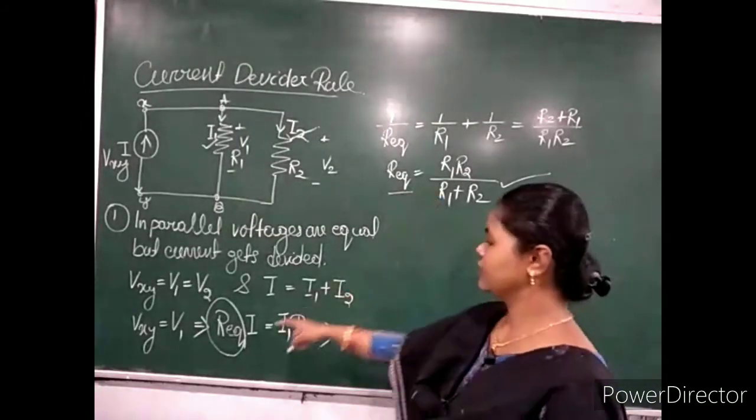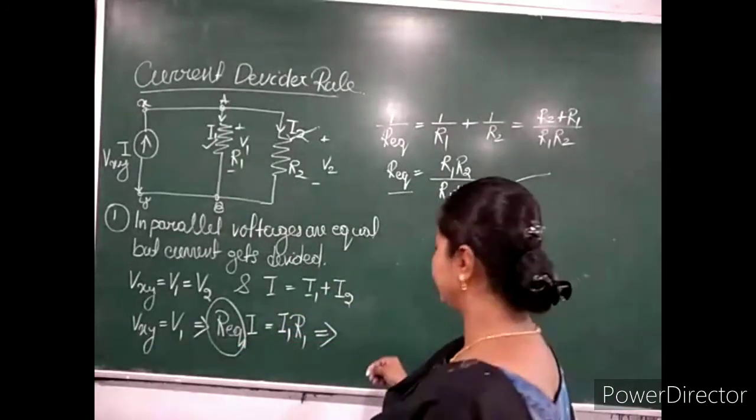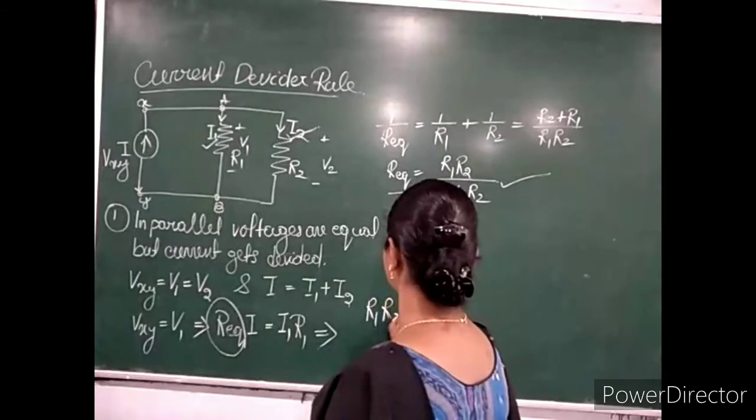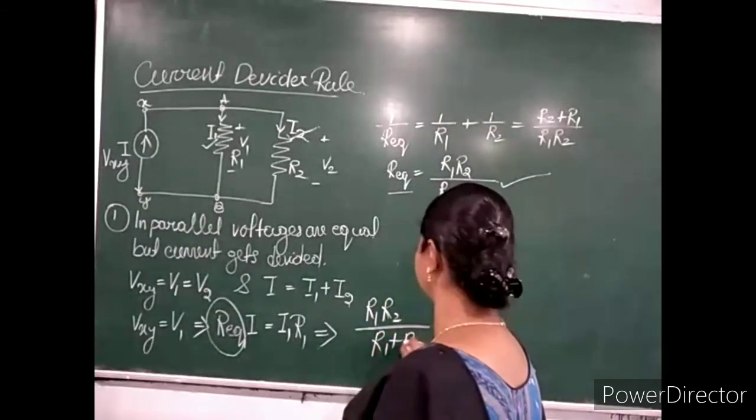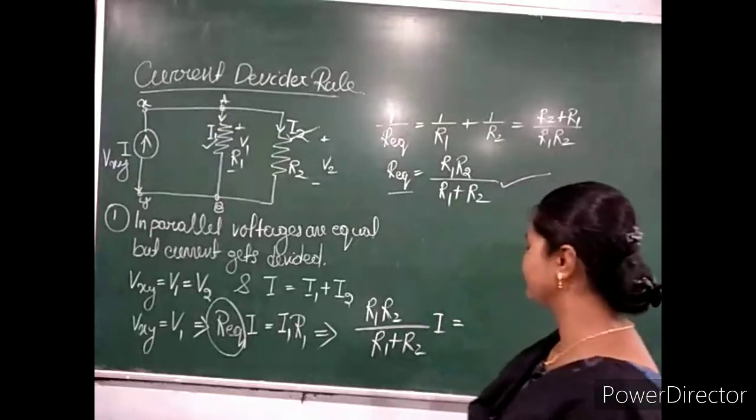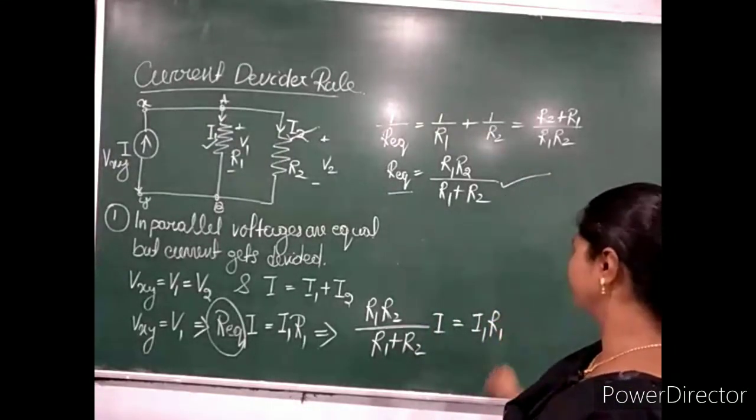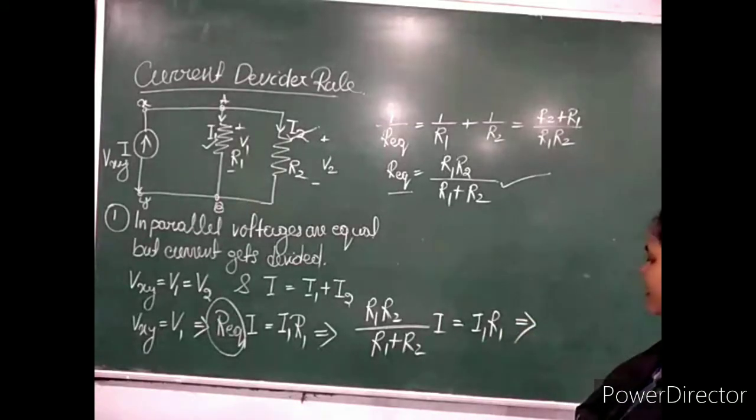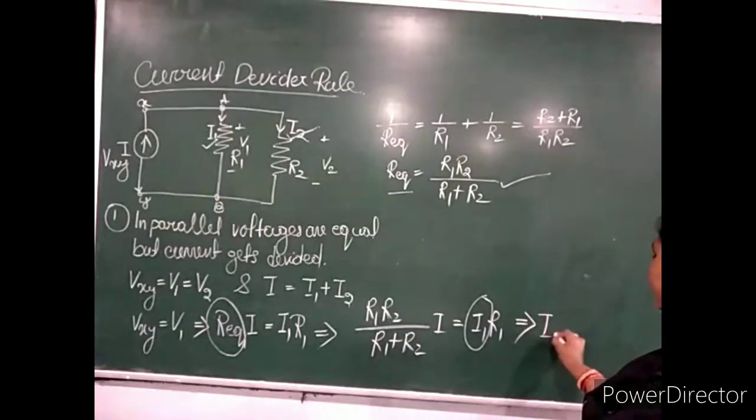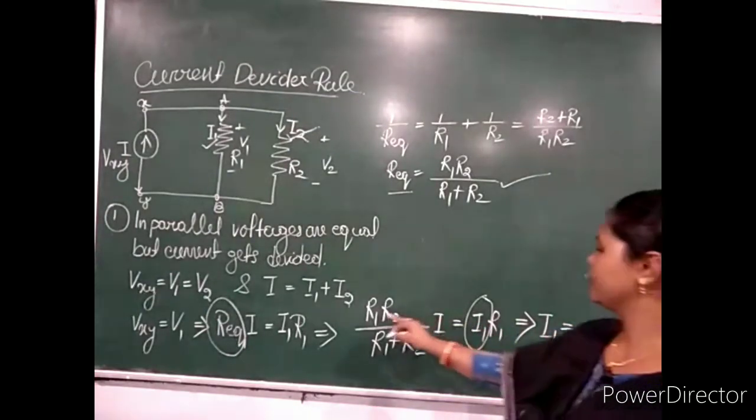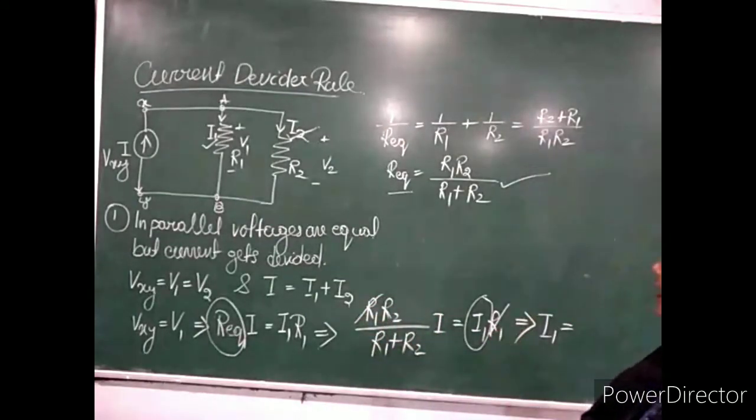Now I put the value here, which gives R equivalent into I, the total current, equal to I1 into R1. Here my motto is to find the current I1 through the R1 branch. So finally I get I1 is equal to, see here, on both the left hand side and right hand side, as R1 is common, it is cancelled.